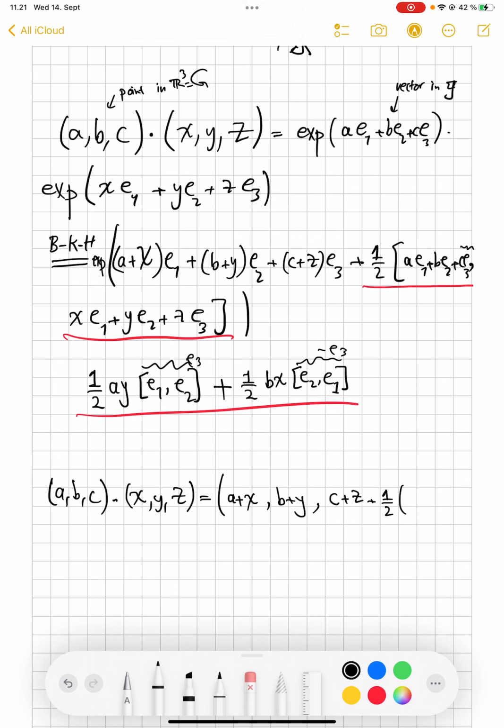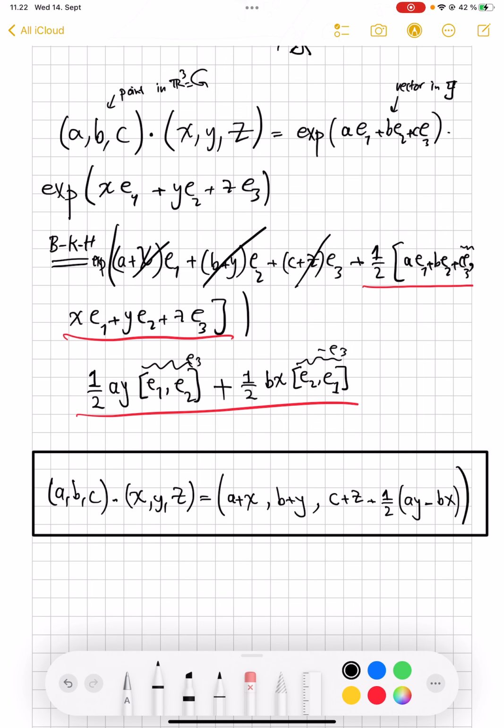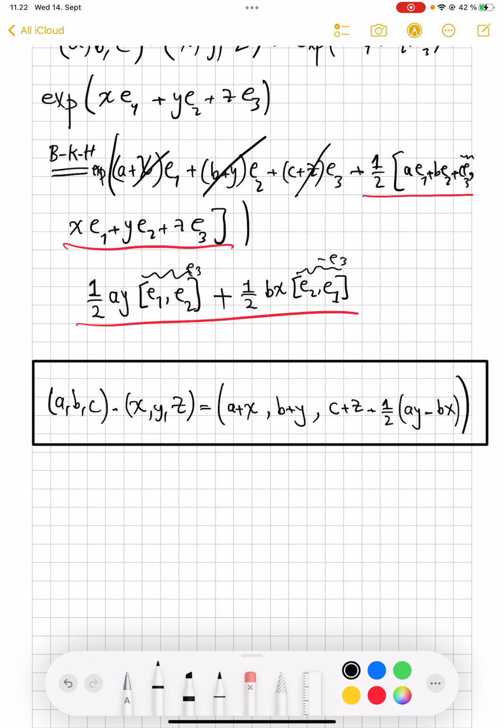Okay, we had this, so I wrote this one. These are gone. And now from here, I have 1/2 of ay. And this is minus 1/2 of bx. And there you go. This is the multiplication on R3, whose Lie algebra is this bracket we started with.